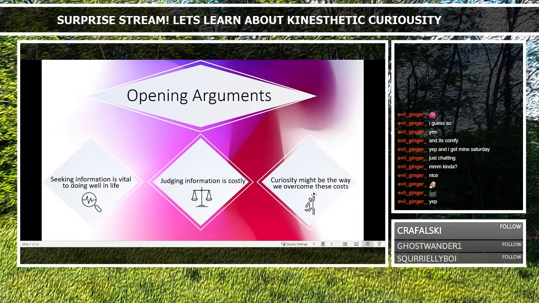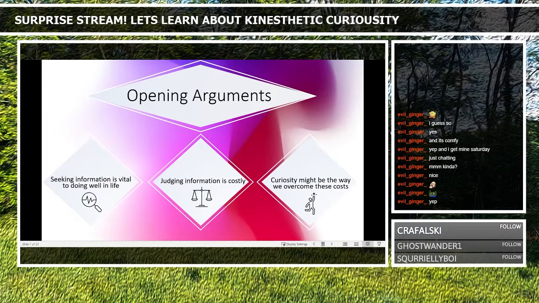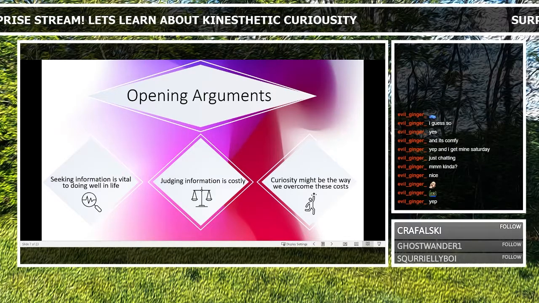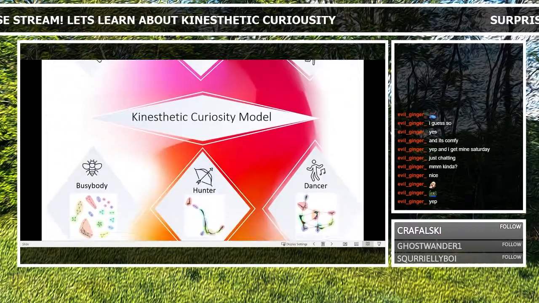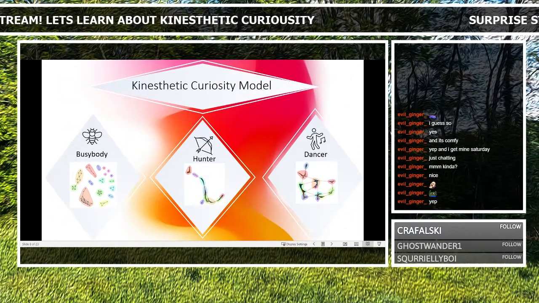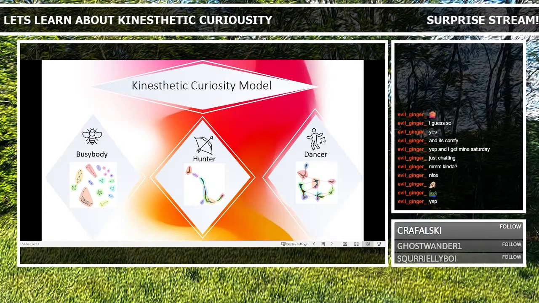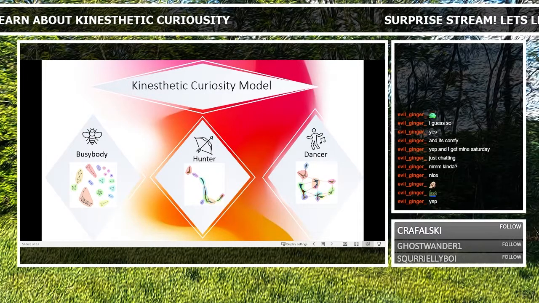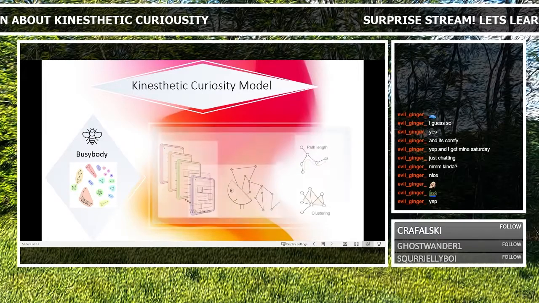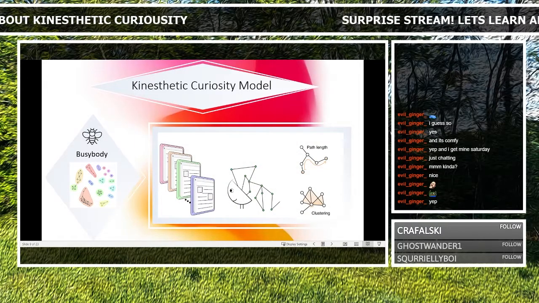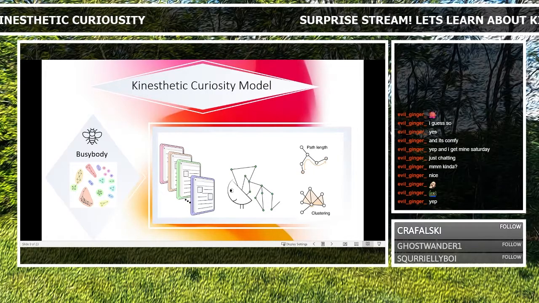But curiosity might be a way we overcome these costs. If you're curious about something, say maybe a particular dish, you're more willing to go out and seek out that information, try that, and continue to move on. So they move on to this idea of a kinesthetic curiosity model, and they classify people into 3 separate beings. One is a busybody, one is a hunter, and one is a dancer. For the busybody, they classify those as those who jump from topic to topic, little fleeting people who look for information.